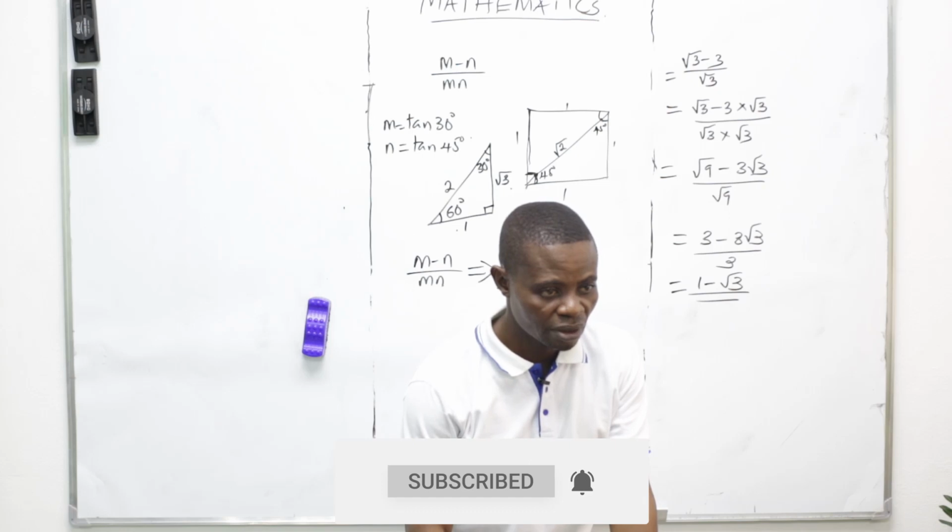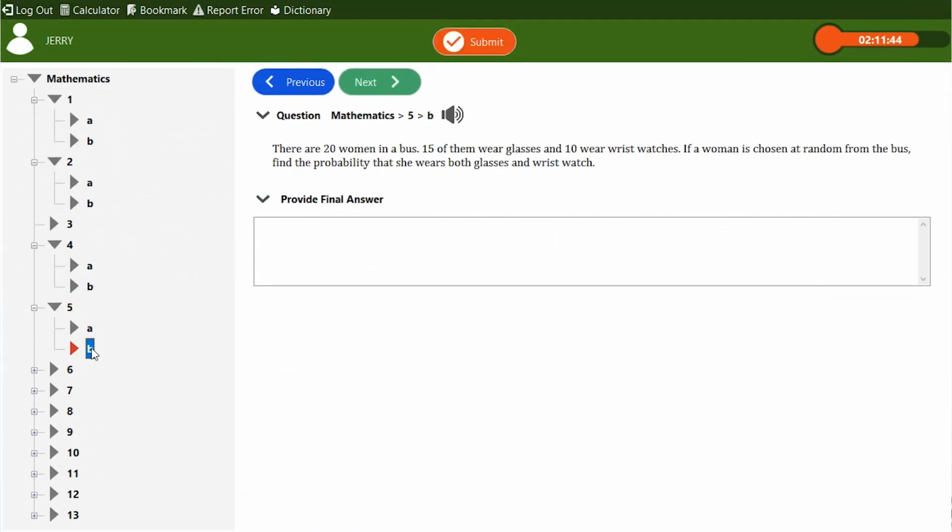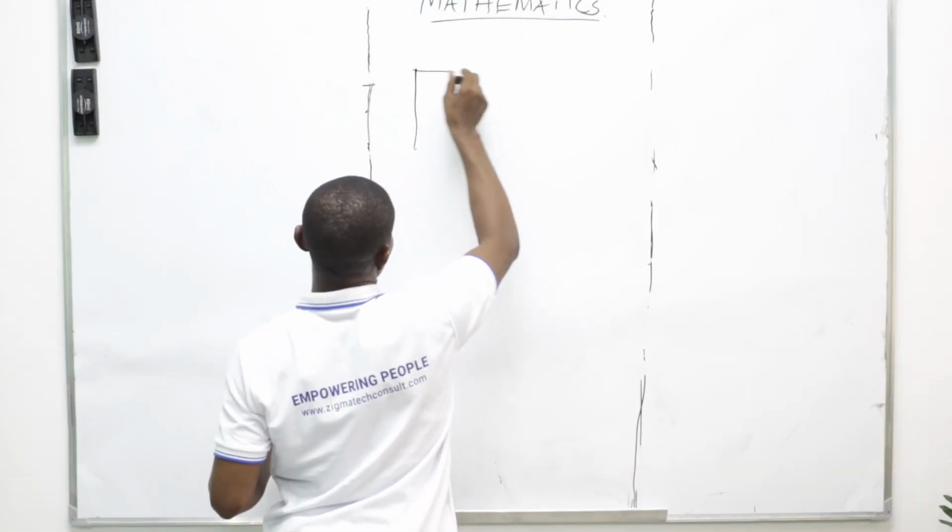The B part: there are 20 women in a bus. 15 of them wear glasses and 10 wear wristwatches. If a woman is chosen at random from the bus, find the probability that she wears both glasses and wristwatches. So this is a 2 by 2 Venn diagram because two things are involved: glasses and wristwatches. So I will draw a Venn diagram.